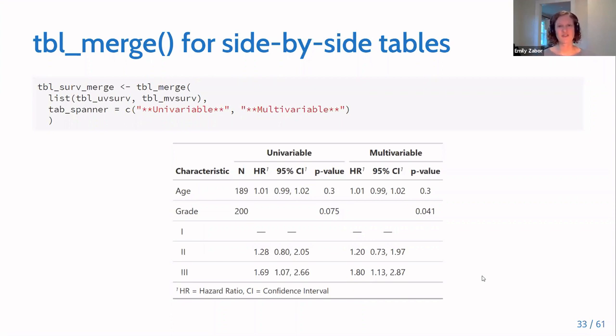But here I've said that I want them to be called univariable and multivariable, and this is the result you get with those columns combined, and it has the single row for those common variables. And it won't work if you don't have the common variables between the two tables. So it only works under certain conditions.